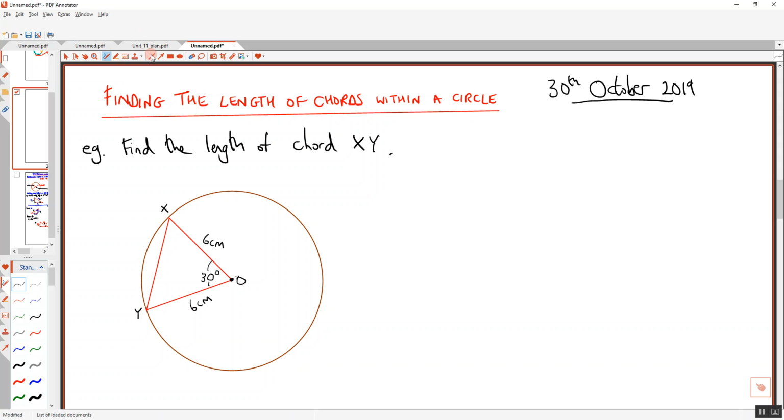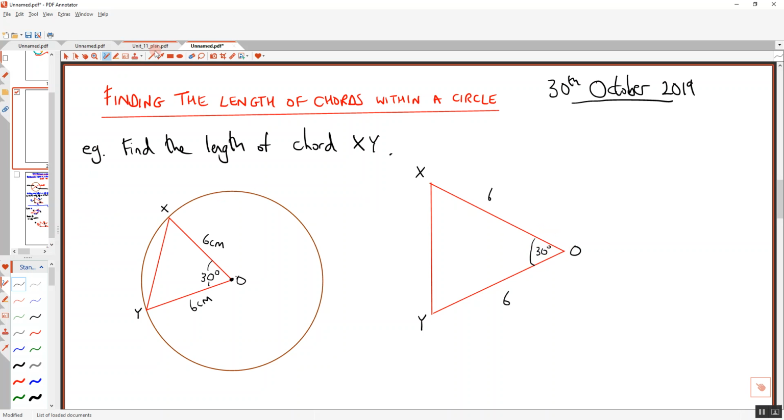So what I'm going to do is redraw it. I'm going to make it a bit bigger. I'm just going to draw the triangle, the isosceles. And I'm going to label, so this is 6, this is 6, this is X, this is Y, this is O, and this is 30 degrees. Okay, all good so far? Yeah. Alright, so I've just redrawn it.